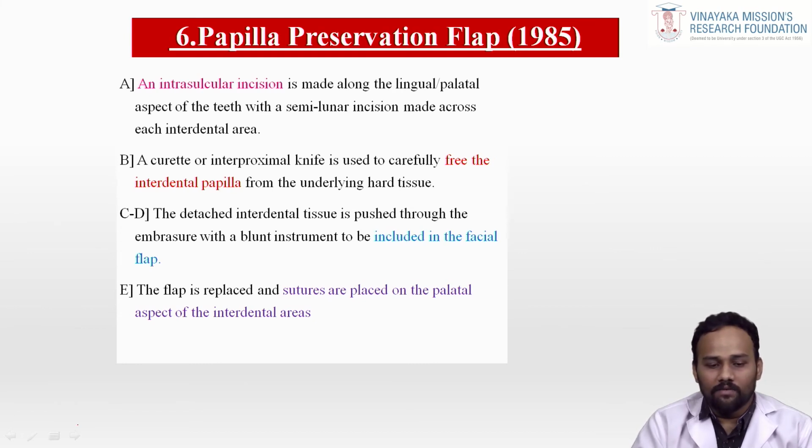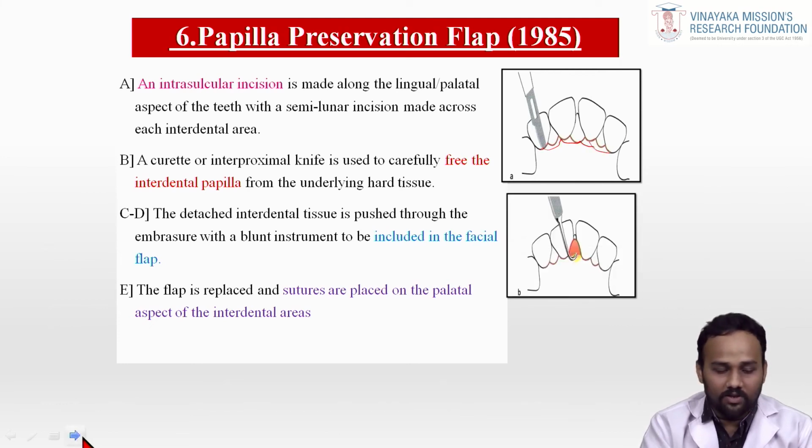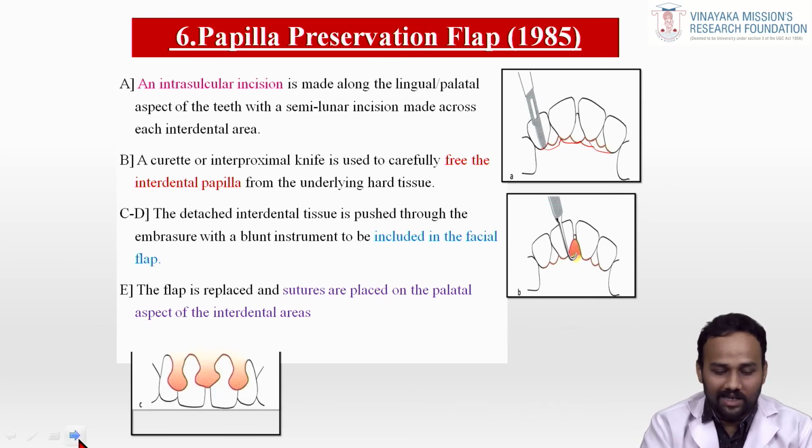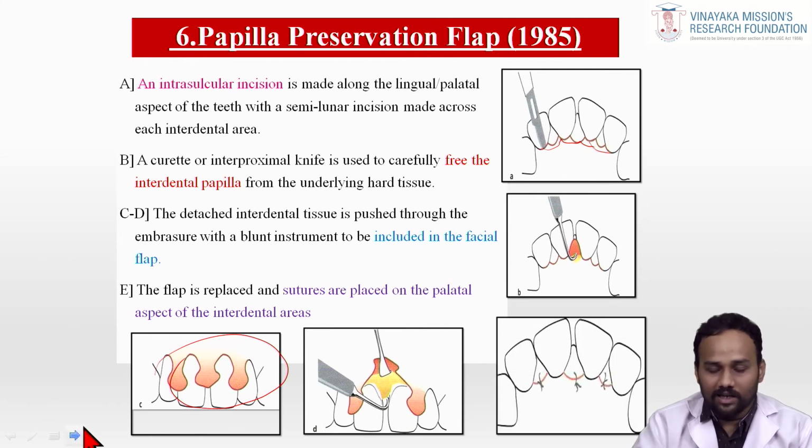And Takei et al., in which the clinical technique includes an intracrevicular incision which has to be placed on the palatal aspect of the tooth, following the line angles of the tooth, after which the flap has to be reflected buccally, where you can see in this picture. Then granulation tissue or tissue tags are removed with the help of a curette, after which the flap is again placed and approximated on the palatal aspect of the tooth, where we can see in this picture.